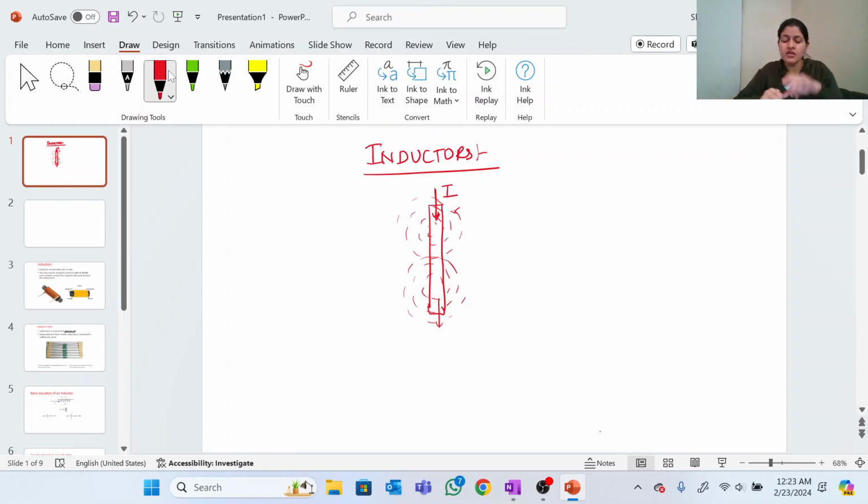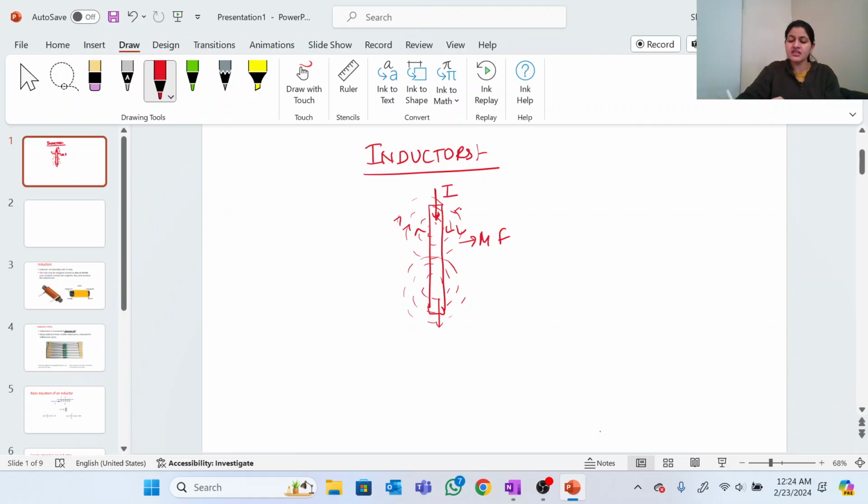You can know that with the help of Fleming's right hand rule. If the current is in the downward direction, the thumb shows the direction of the current, and the curl of the other fingers shows the direction of the magnetic field. So this is the downward direction of current, and this is the direction of the magnetic field. It is going outward from this side and inward from this side. So this is the magnetic field.